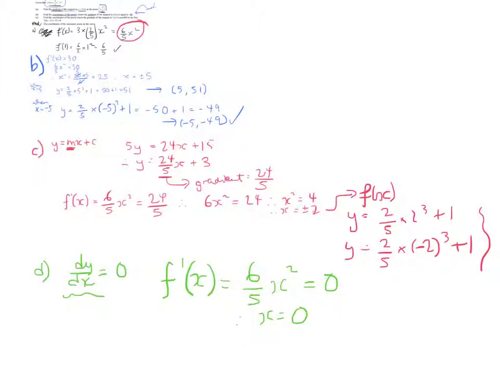So we substitute in x equals 0 into f of x. So f of 0 equals 2/5 times 0 plus 1 equals 1. So our coordinates are 0, 1. And we've finished this question.